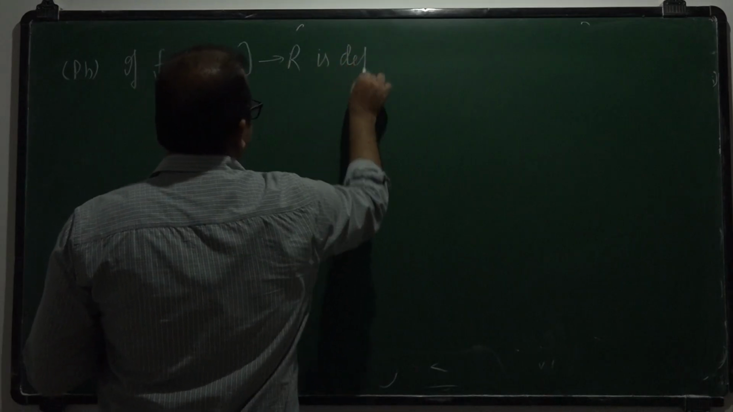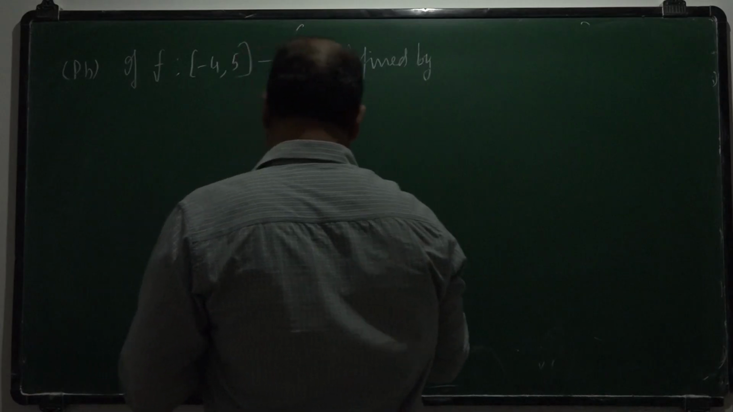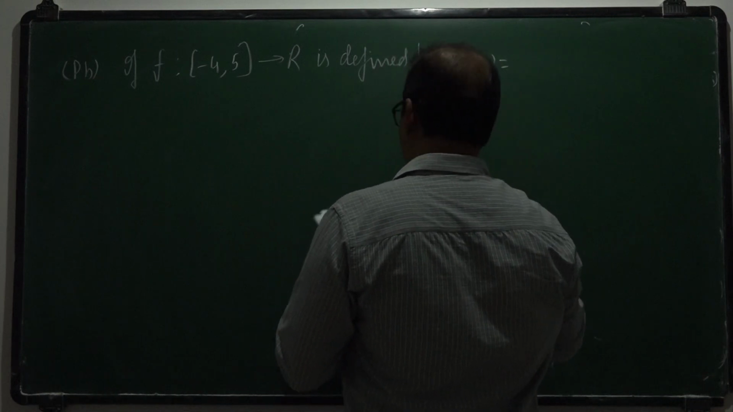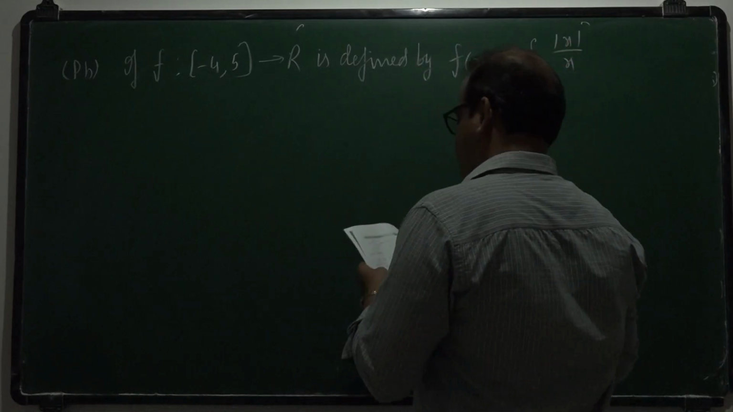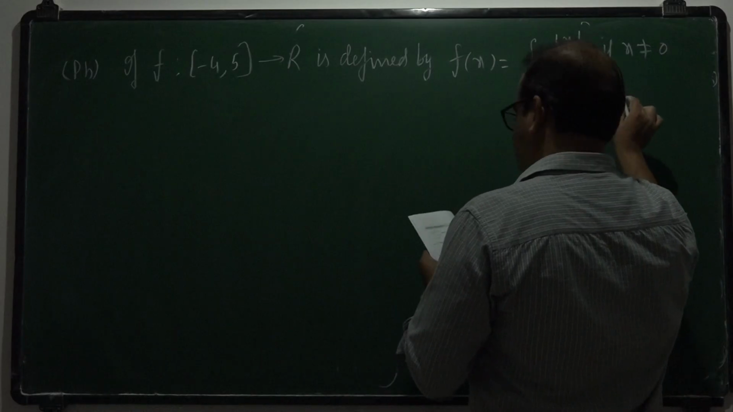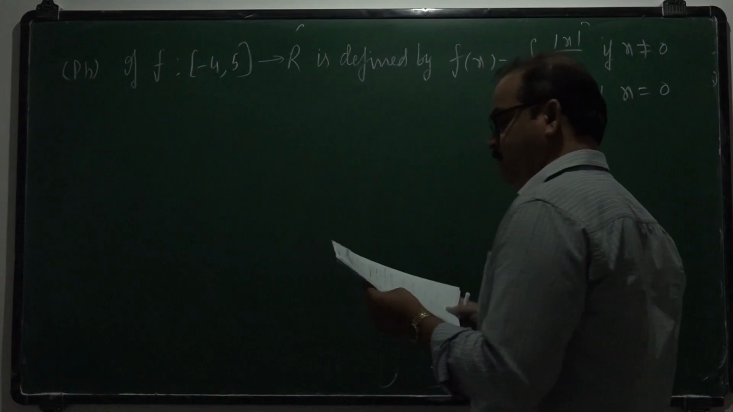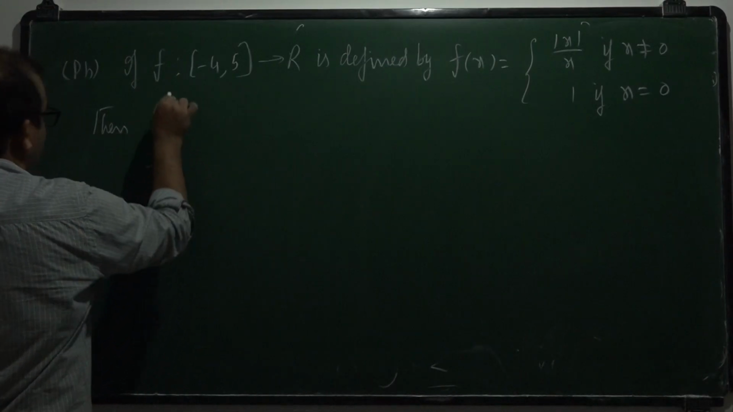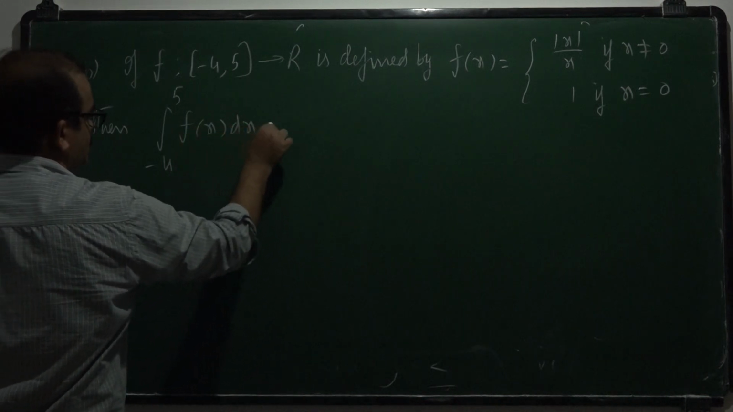Write the next problem. If f is a function from the closed interval minus 4 comma 5 to R defined by f of x is equal to mod x by x if x is not equal to 0, and 1 if x is equal to 0, then the integral from minus 4 to 5 of f of x into dx is equal to.